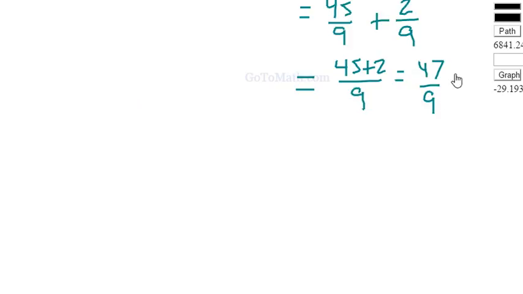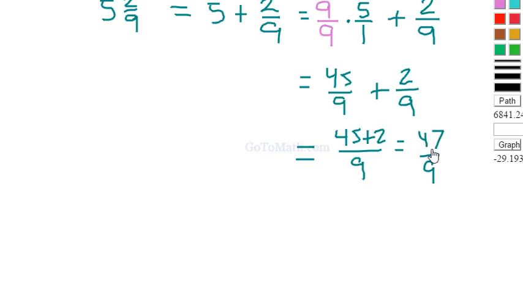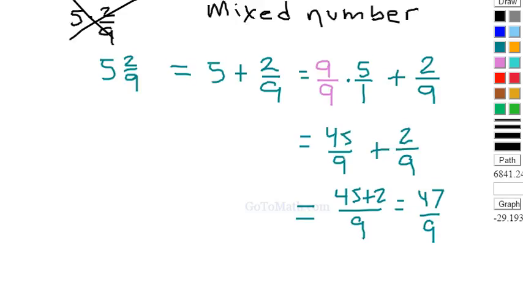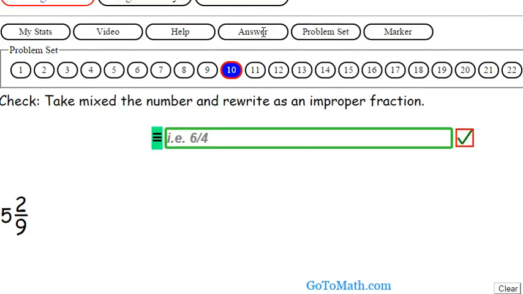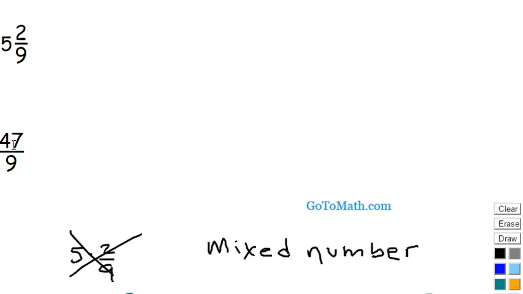Now, an improper fraction is one where the numerator is greater than the denominator. So this would be an improper fraction. A proper fraction is when the denominator is greater than the numerator. This is something I should have talked about earlier but never did. Proper: the denominator is greater than the numerator. Improper: and this is an improper fraction, as you can see. All right, we went from mixed number to improper fraction. Anyway, 47 over 9, and hopefully that's it, and it is.